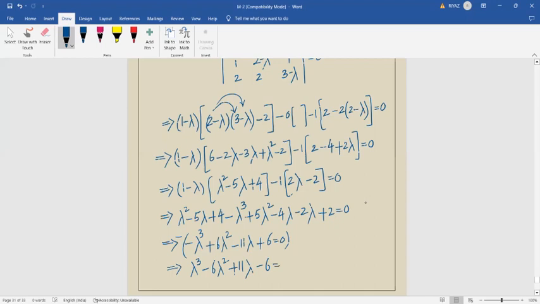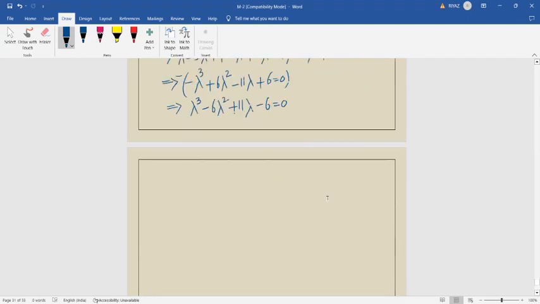Trial and error method, or trial and hit method, means we have to take some values of lambda randomly and substitute here, starting with lambda equal to 1. Fortunately, lambda equal to 1 definitely satisfies the above equation. You see, 1 plus 11 is 12, minus 6 is minus 12. So the above expression is 0 when lambda is equal to 1, and we apply the synthetic division method from here. That is lambda equal to 1.